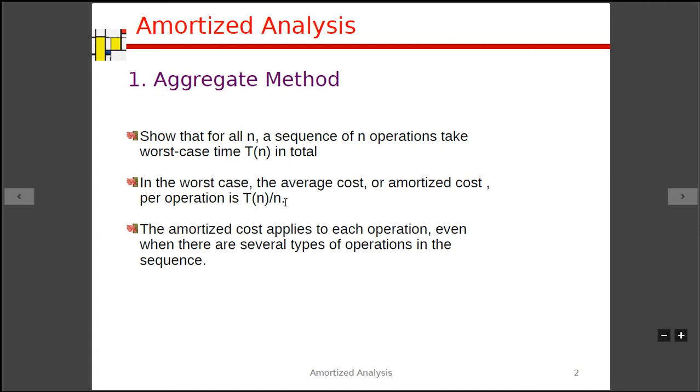As well, if we are giving a mixture of examples, that means a few of them are best case or a few of them are worst case, in that case also it will calculate the average of the best case as well as the worst case. That's why this particular method is called the aggregate method. Now the amortized cost applies to each operation, even when there are several types of operations in the sequence. That means the average cost will be applicable for the best case as well as the worst case.